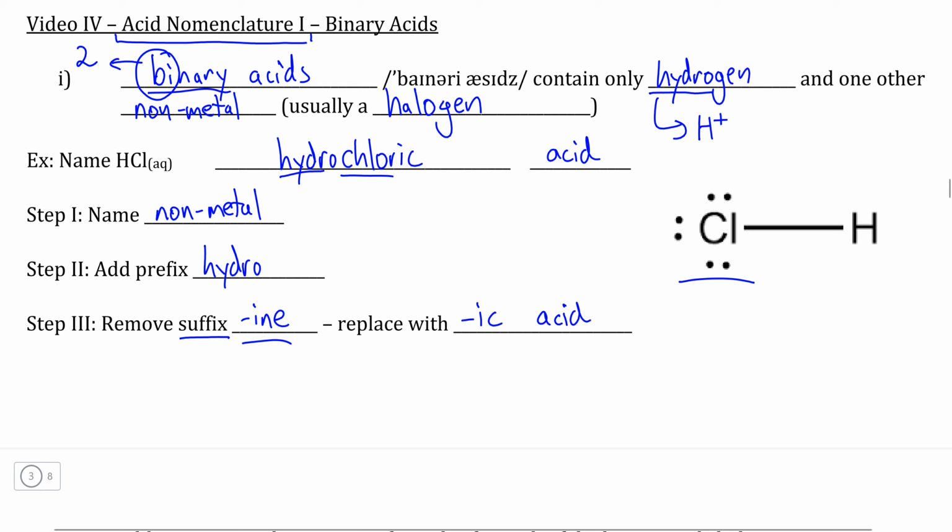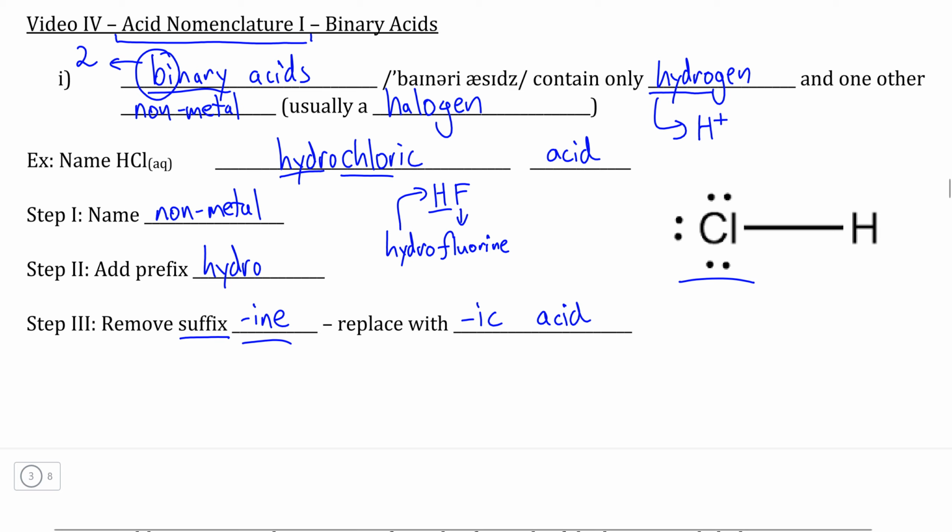Now, if we want to quickly try another example here, we can try HF. So if we follow the first step, name the nonmetal, in this case it is fluorine. Now, of course, we see that hydrogen is the only other element here because this is a binary acid, so we add the prefix hydro to name the fact that hydrogen is the only other element.